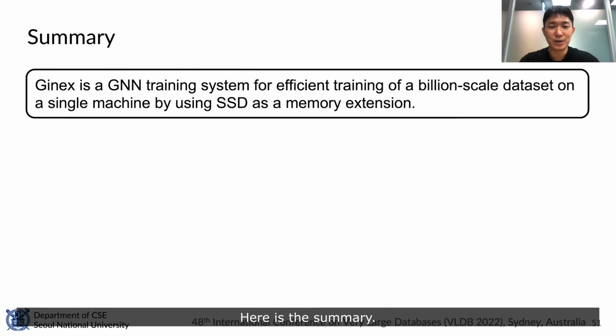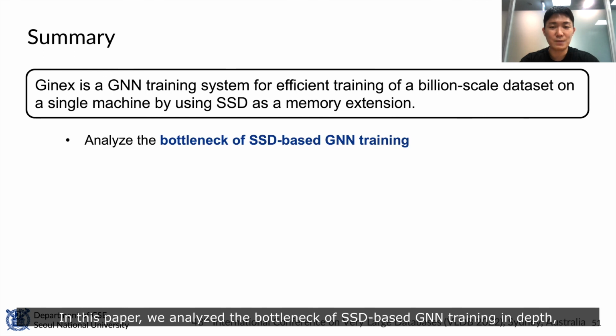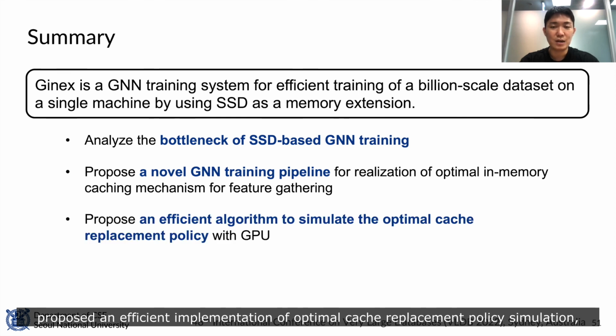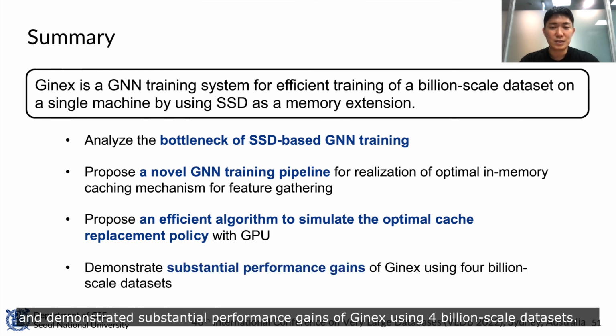Here is the summary. In this paper, we analyzed the bottleneck of SSD-based GNN training in depth, proposed a novel GNN training pipeline for optimal in-memory caching for feature gathering, proposed an efficient implementation of optimal cache replacement policy simulation, and demonstrated substantial performance gains of Ginex using 4 billion scale datasets.